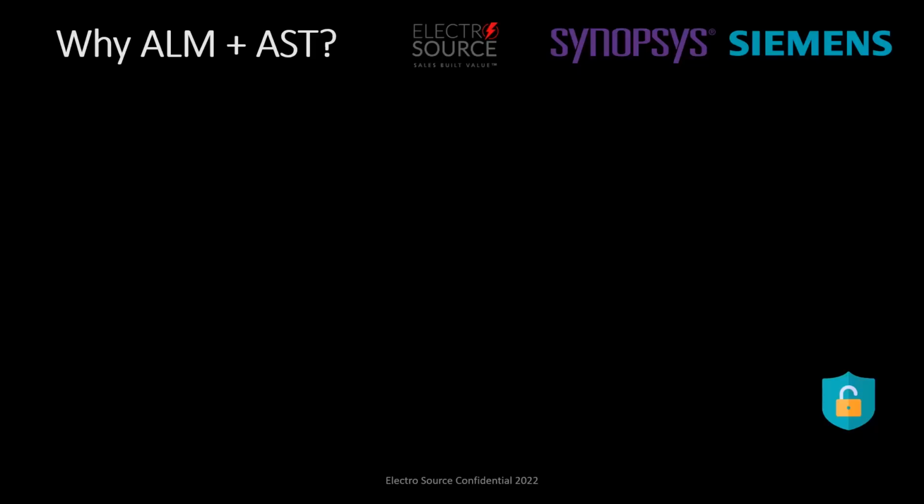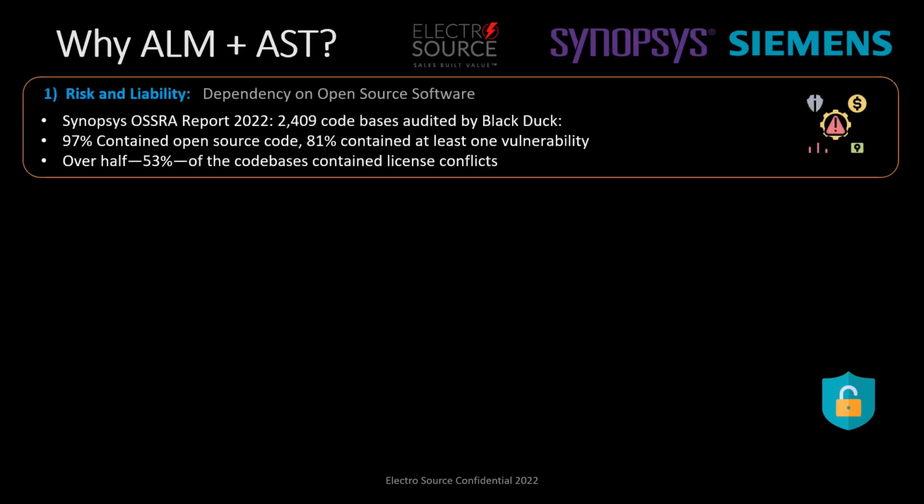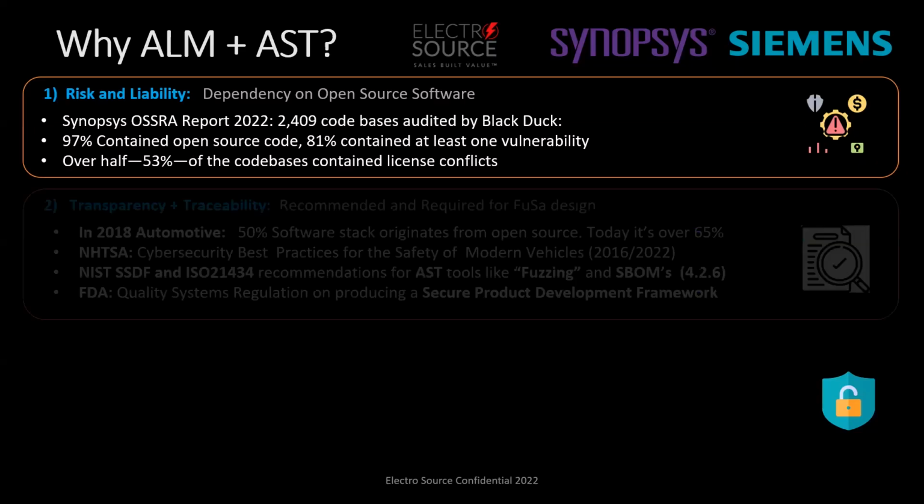So let's look at why ALM and AST and what problems can we solve. The first is risk and liability. There's an increasing dependency on open source software, and Synopsys publishes a report called the Open Source Risk Analysis Report. In that report, 2,400 code bases were audited by their Black Duck tool. The results showed that 97% of these code bases contained open source code, 81% at least one vulnerability, and over half of the code bases had license conflicts. This represents a risk to the business if these elements are left unchecked.